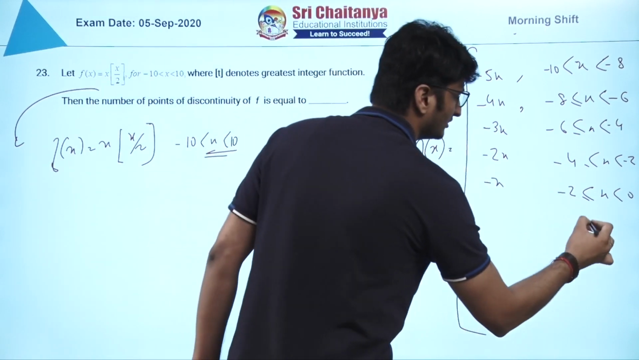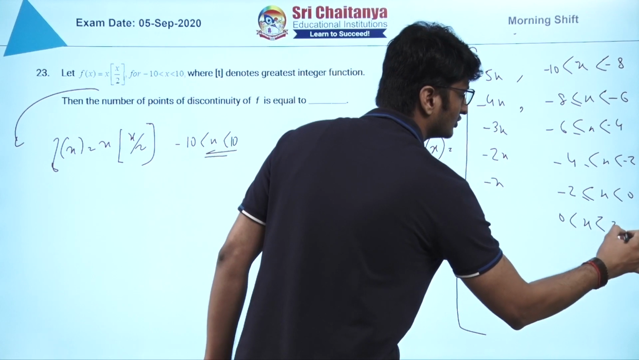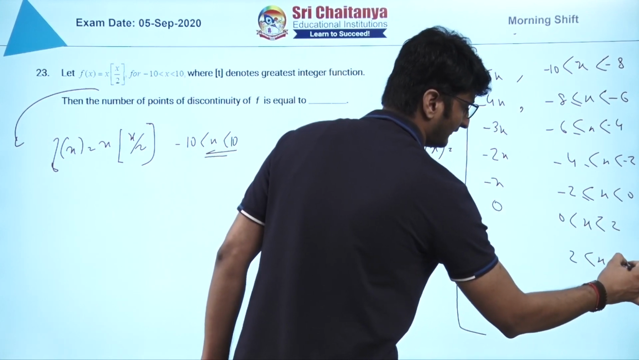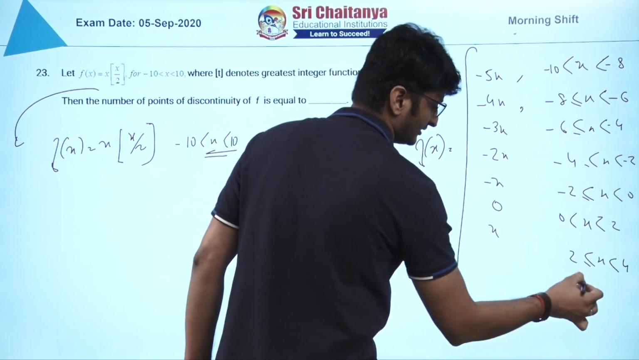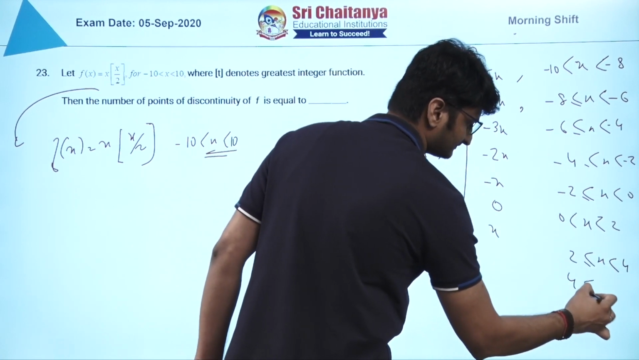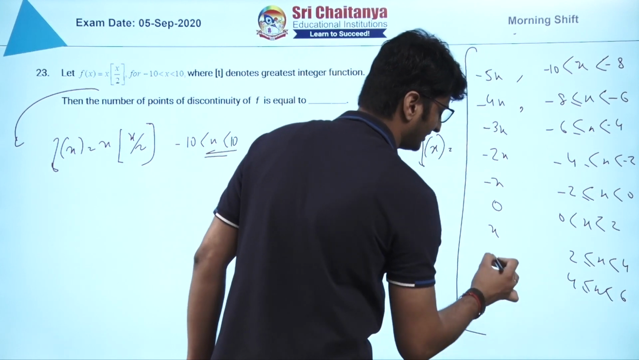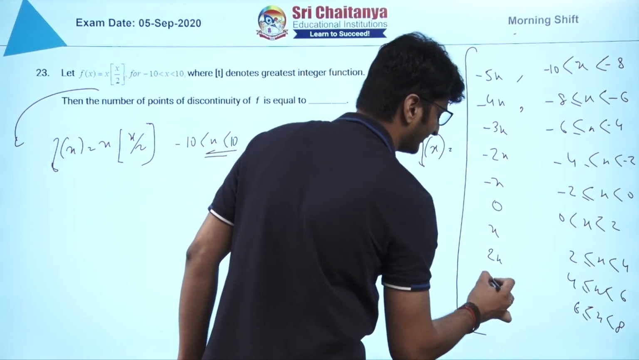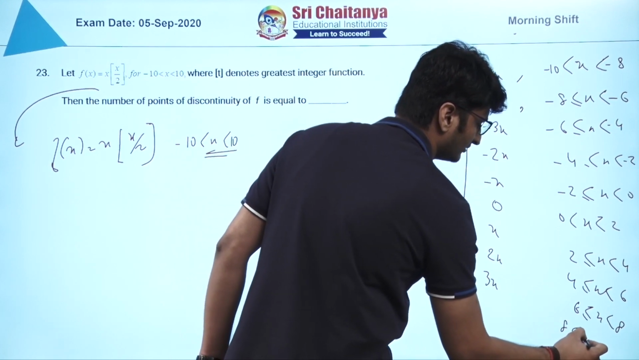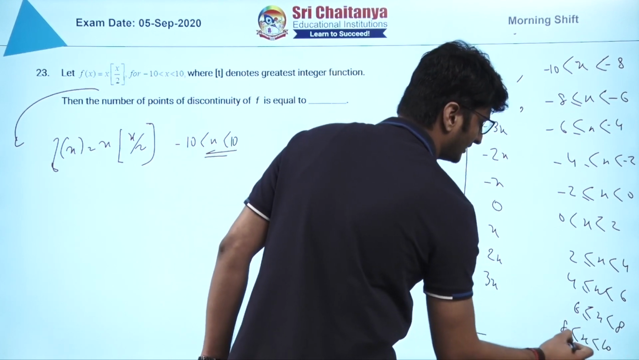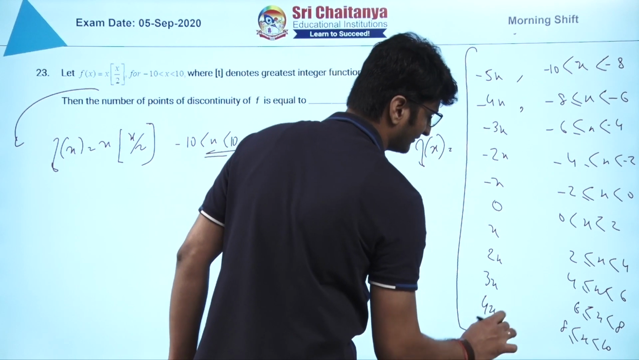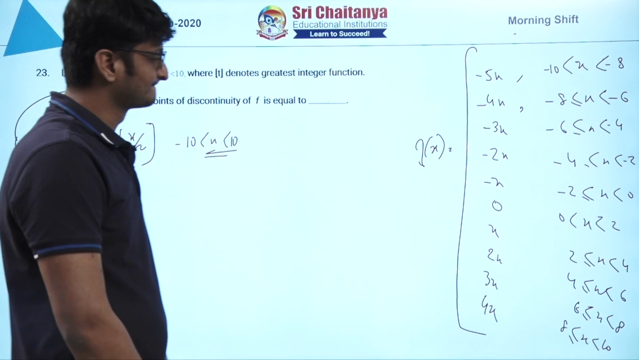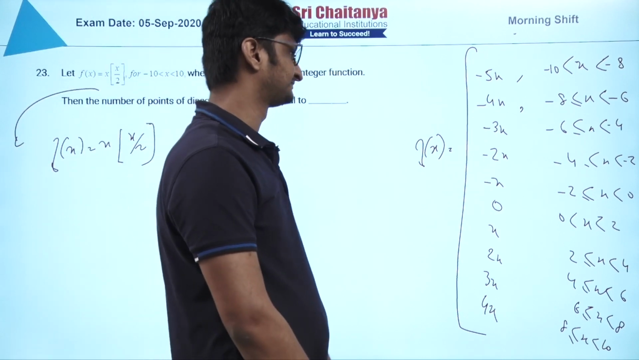From 0 to 2, what you will get? So, 0. From 2 to 4 what you will get? So, x. Similarly, from 4 to 6 you will get 2x. 6 to 8 you will get 3x. From 8 to 10 you will get 4x. Is it correct to you? Is it correct or not? Please tell me. I hope it is correct.